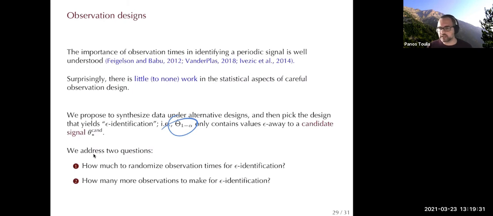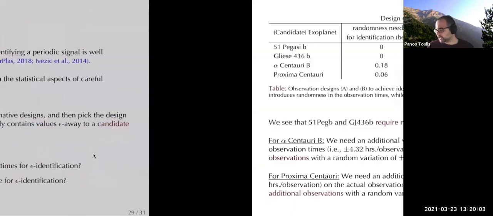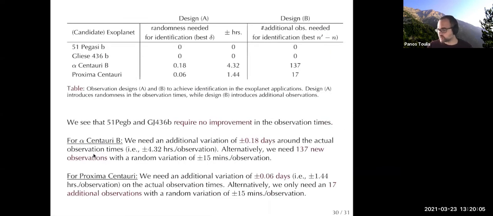It's a basic simulation study. So suppose you have a candidate signal. Suppose in this Escude et al. study, you want to confirm that the signal is real at 11 days. Just assume that this is a true signal and then ask the question: how much randomness do I need, or how many more observations do I need, so that my confidence set includes only those values around the 11 days? That's basically it. It's just a simple simulation study. There's nothing theoretical here. And we did that for all of these 4 applications.